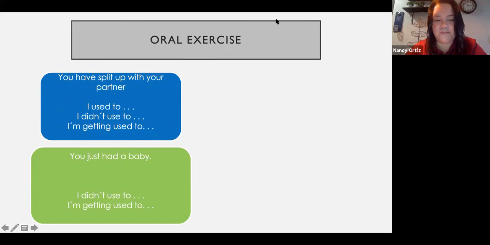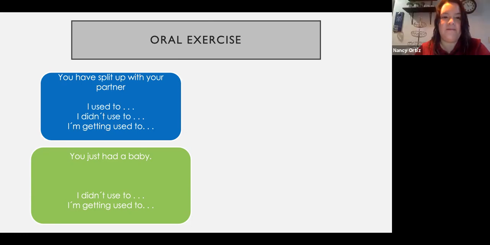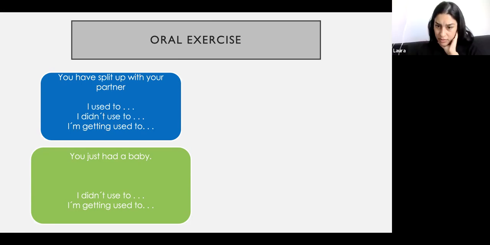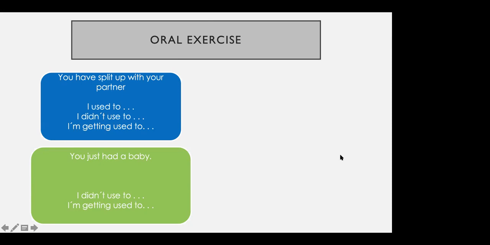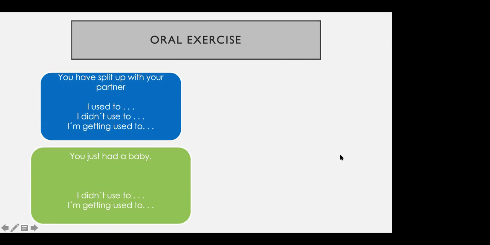Here's the next situation in blue. Laura, can you please nominate somebody to participate? Yes, I nominate Gloria. Did you say Gloria? Yes. Sorry, I had to turn my camera off because my connection is really bad. Don't worry, Gloria. Which one? The one in blue. You have split up with your partner.